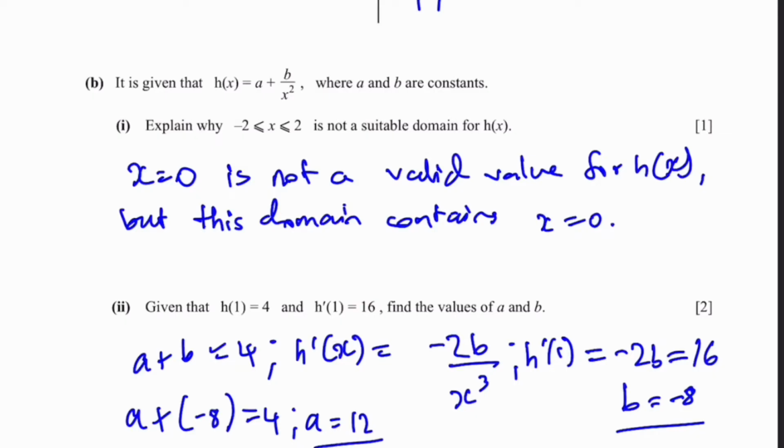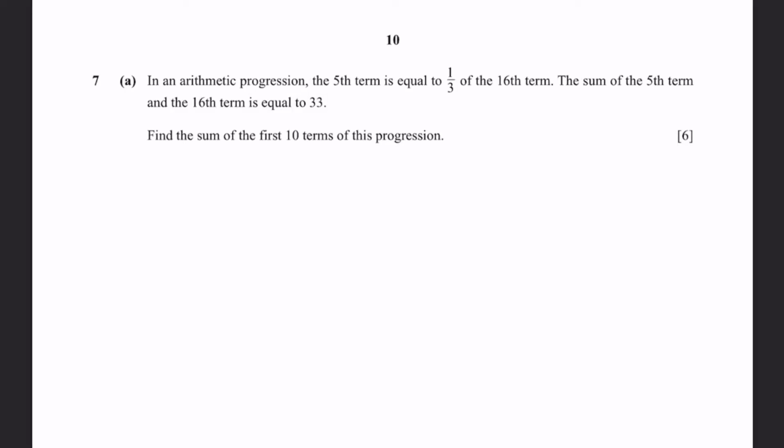Now I can go to question 7. In an arithmetic progression, the fifth term is equal to 1/3 of the 16th term. The sum of the fifth and 16th term is equal to 33. Find the sum of the first 10 terms of this progression. Well, if the fifth term is equal to 1 by 3 of the 16th term, we can use our trusty a plus n minus 1 times d formula for an arithmetic progression.